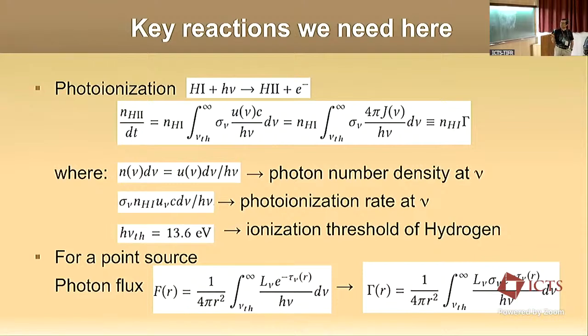And for a point source, you can write the photon flux, which is the luminosity over h nu, and then the optical depth attenuation, integrate it over all frequencies, and then attenuate it over the sphere, as we discussed earlier. Then the photoionization rate is basically the same thing, but with the cross section as well. It's a very similar integral.